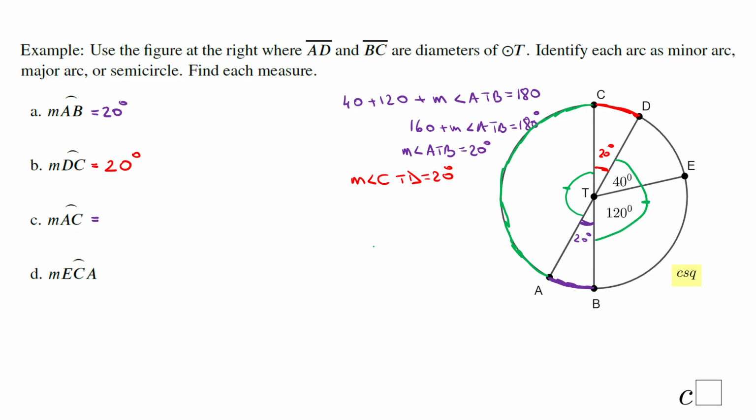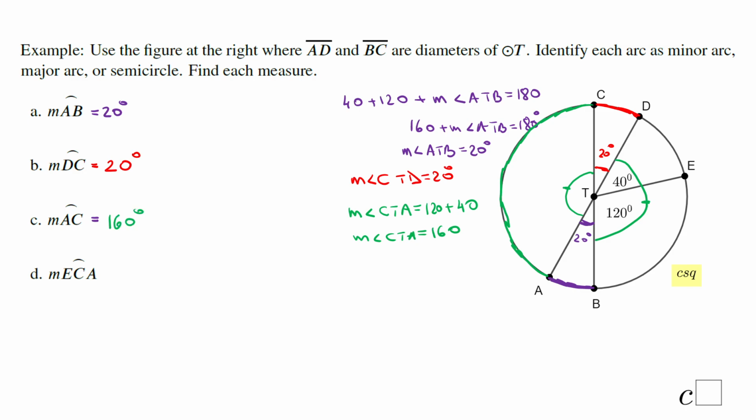And that angle I mark is 160 degrees, 120 plus 40. So the measure of angle CTA is 120 plus 40, and that will be 160. Okay, so this arc is 160 degrees.